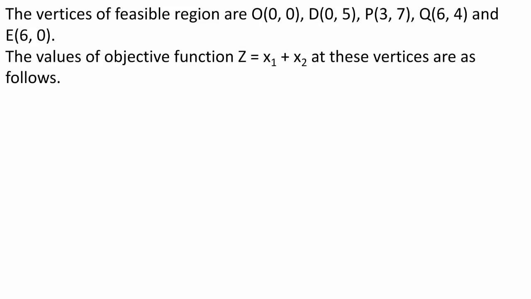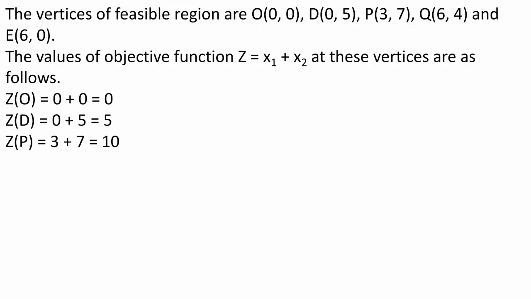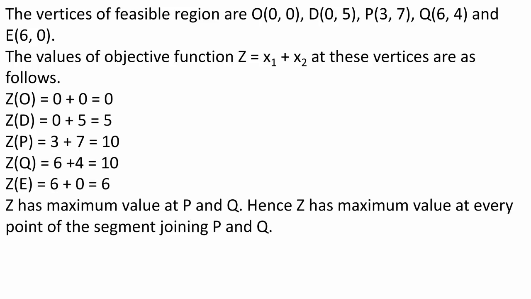The values of the objective function z equal to x1 plus x2 at these vertices are: z at O is 0, z at D is 5, z at P is 10, z at Q is 10, z at E is 6. z has maximum values at P and Q, and hence z has maximum value at every point of the segment joining P and Q. Hence correct option is C.